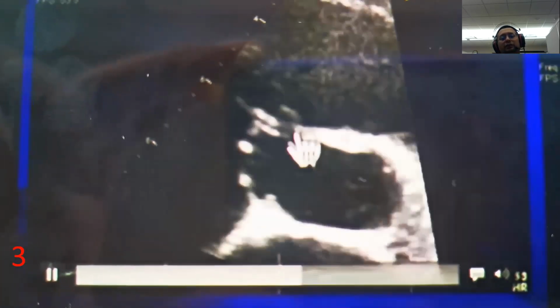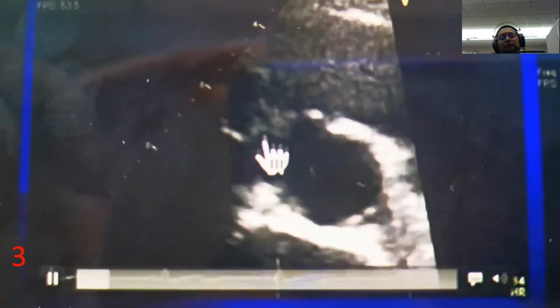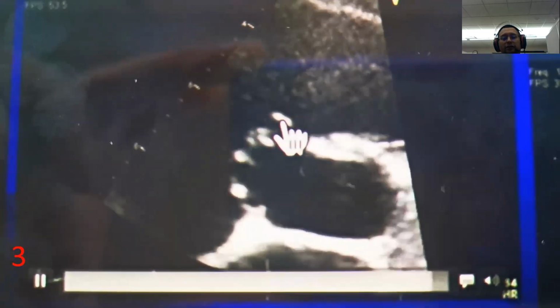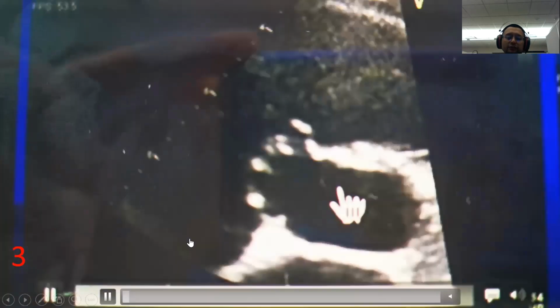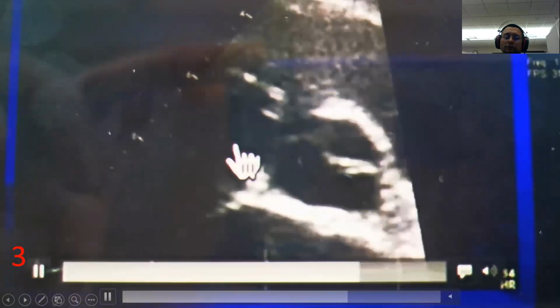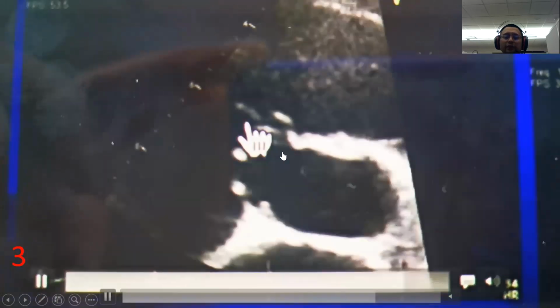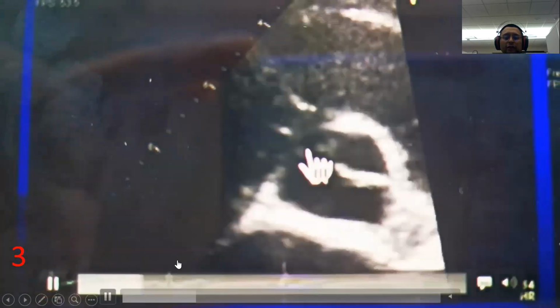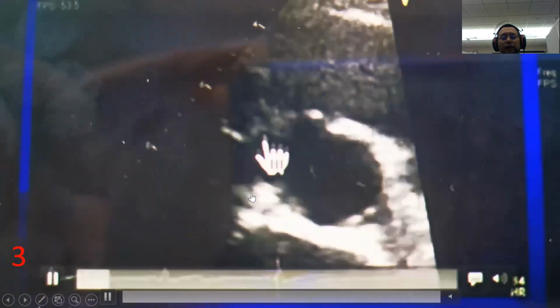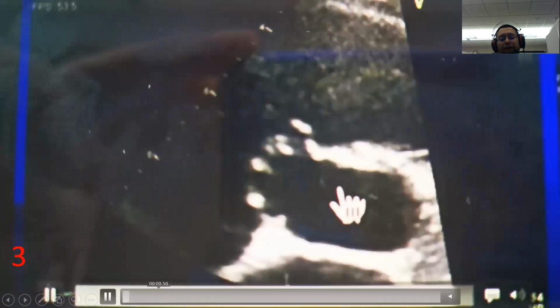It's a sinus of Valsalva aneurysm. Possible, that's one of the good diagnoses. But let's say this is not a sinus aneurysm. It's a tricuspid valve. Let's say I have a hole there, right? What is that? VSD. Okay, this is a VSD. Now, if I have a hole there, what kind of VSD is it? Perimembranous. So it's going to be a perimembranous VSD.